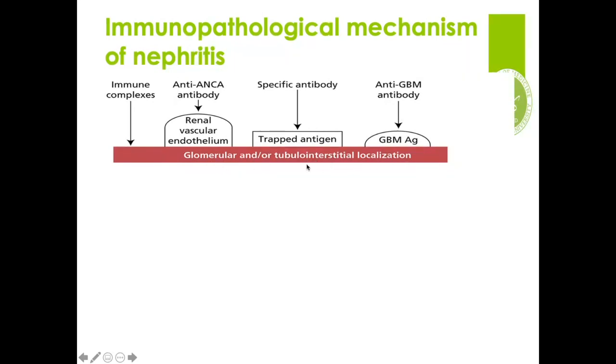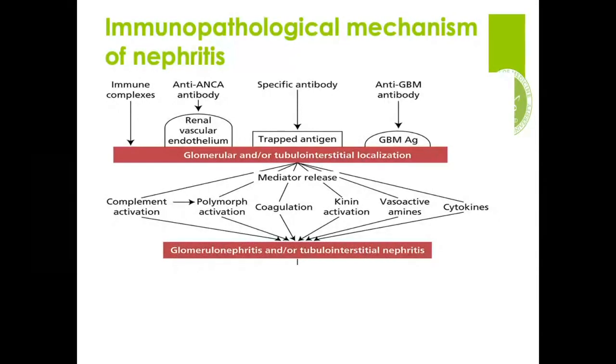the tubulointerstitial region. Then, as I mentioned, if the tuft of capillaries is inflamed, such a condition is termed vasculitis, and the ANCA antibodies are specifically related to vasculitis. These antibodies also cause damage to the glomerular basement membrane or the tubulointerstitial region. Sometimes specific antibodies, for example immunoglobulin A in the case of IgA nephropathy, can act as trapped antigens. And at times the structural component of the glomerular basement membrane itself acts as antigen, and antibodies are produced against them. Whichever of these causes is there, it will result in initiation of damage to the glomerular region or to the tubulointerstitial region.